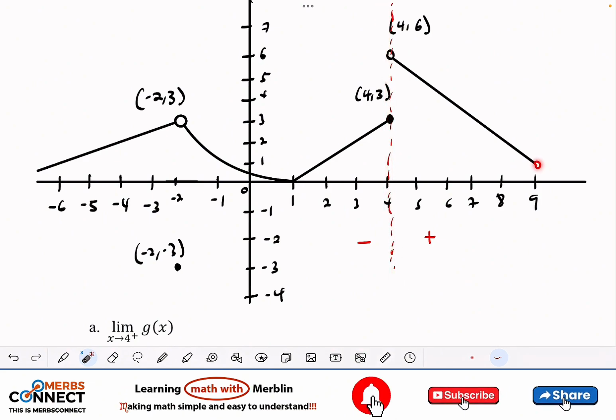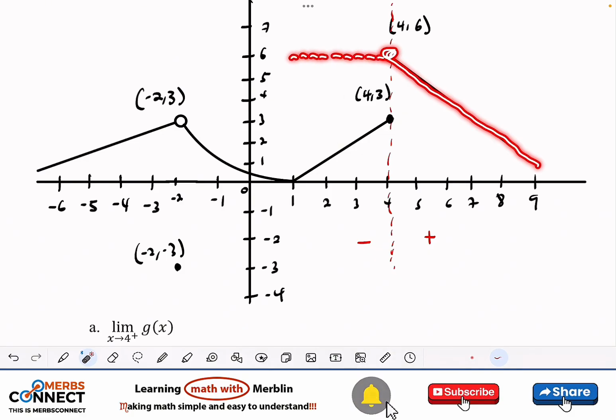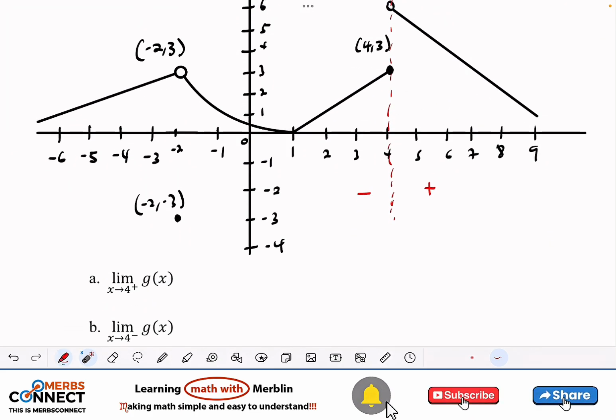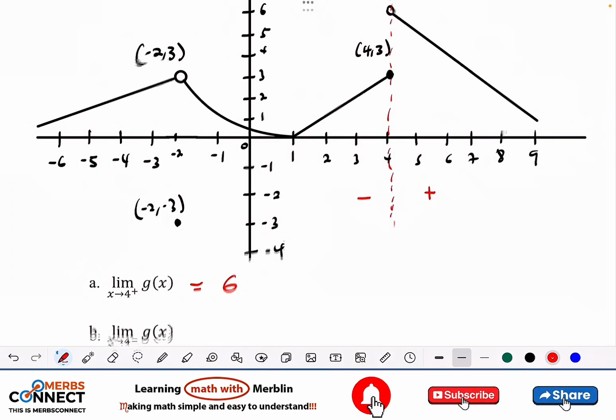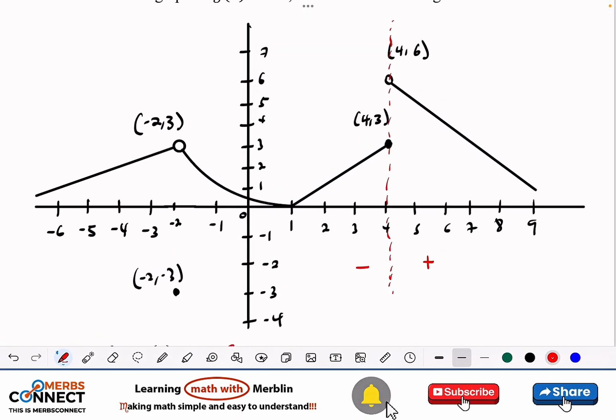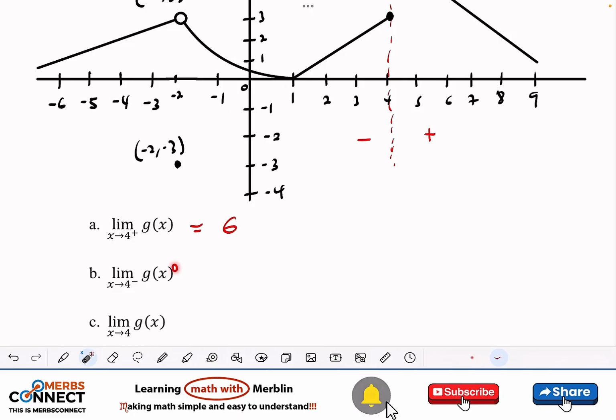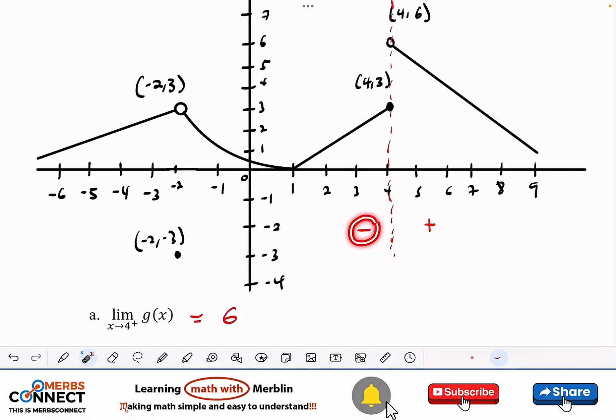So let's move. You got here, then you trace it to the y, and it's very simple for you to see that, okay, this is 6 right here. So this is not difficult to see that this is equal to 6. Then we need to look at the negative side of 4. So this is the negative side. So look at the graph which is close to this line from the negative side.